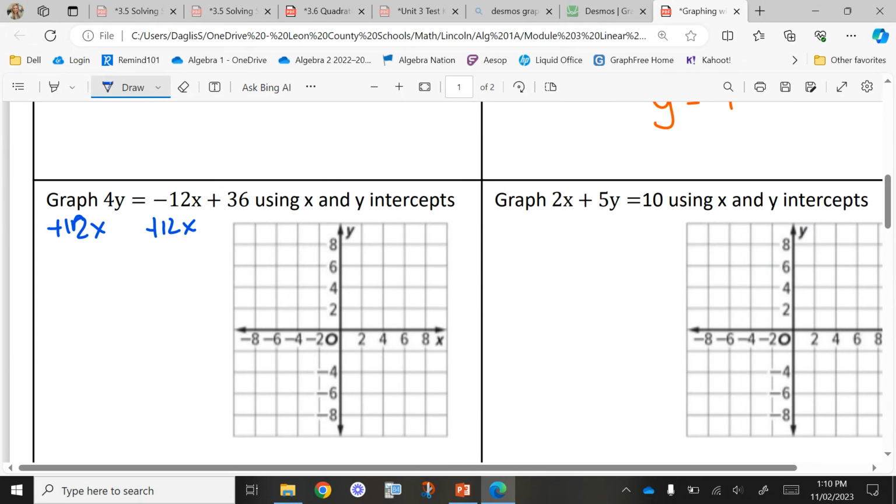So now we have 12x, whoop, there we go, 12x, plus a positive 4y, and we are equal to 36. So standard form, you get x and y on the same side.